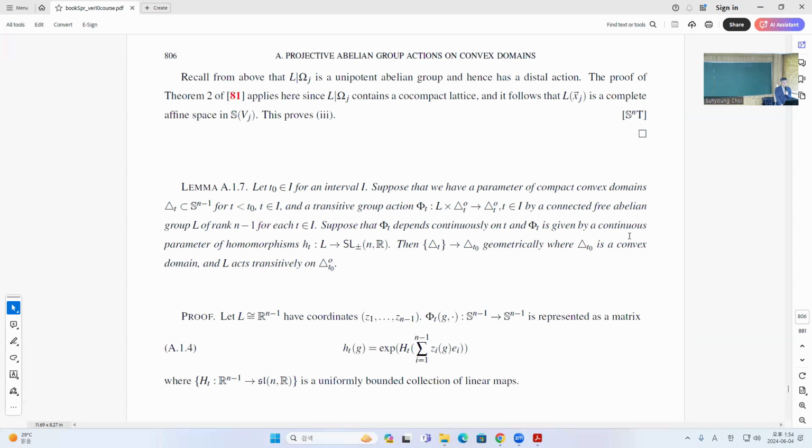And so suppose this is given by some continuous parameter homomorphisms, and the point is that this actually converges geometrically. Okay, so the orbits will converge to the orbit. So that's the basic point here. The basic idea is that it doesn't become a two-orbit or three-orbit or union of orbits, because we have this holonomy representation given as some sort of Lie group homomorphism. So h_t is some Lie group homomorphism here.